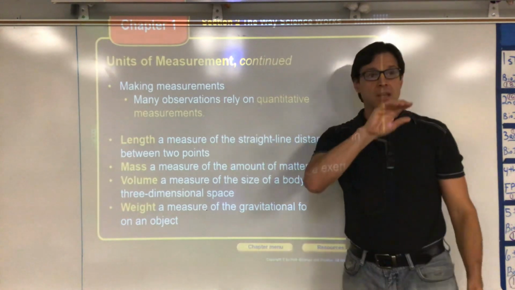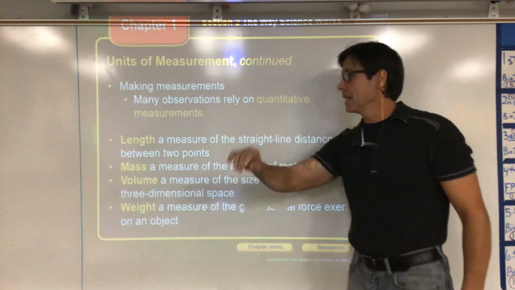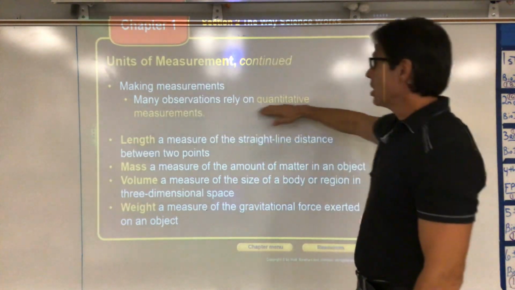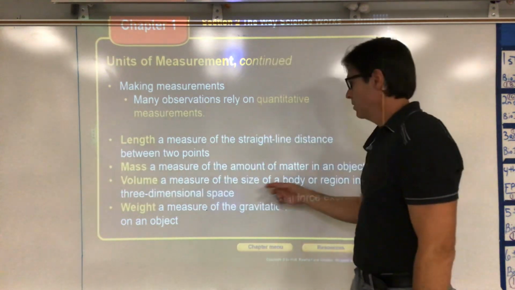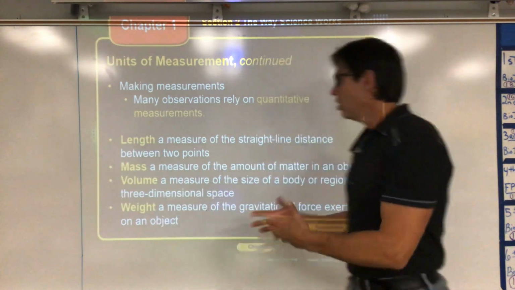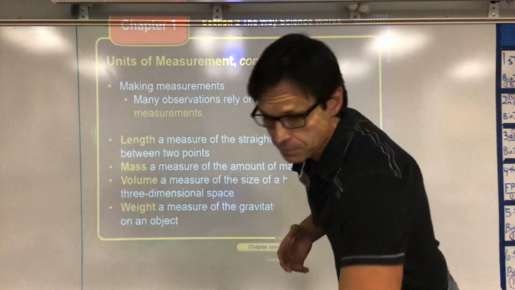The quantitative would be the equation, C6H12O6 plus O2, in the presence of light. So when we talk about measurements, we're talking about the quantitative, things like length, mass, volume, and weight. All these things are classified as quantitative measurements, okay?